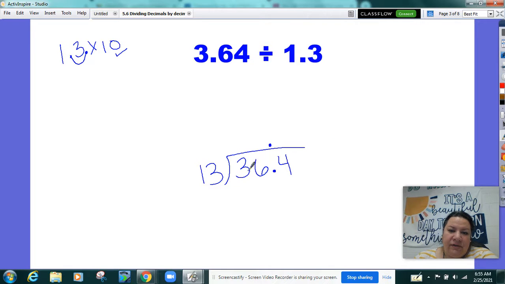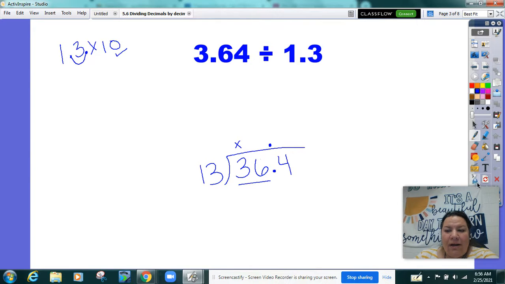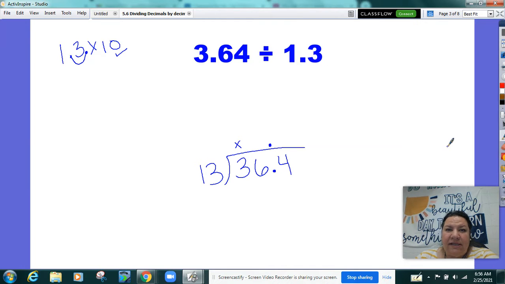So can 13 go into 3? Nope, it cannot. How many times can 13 go into 36? Well, I'm going to use some mental math here. I know that 12 times 3 is 36. So 13 times 3 would be more than 36. So it can only go in 2 times.